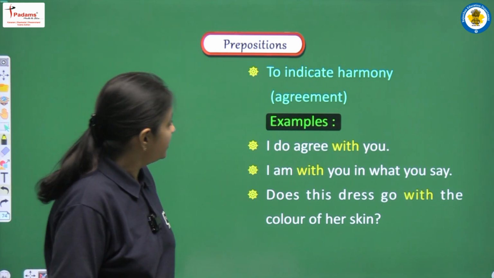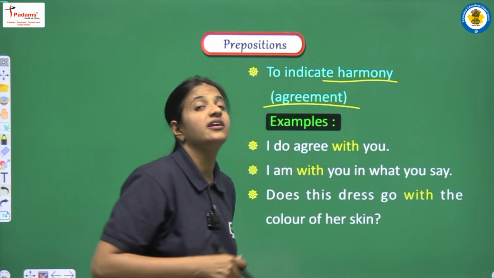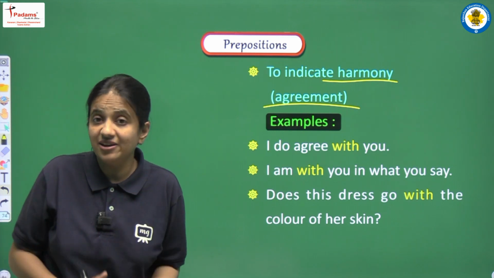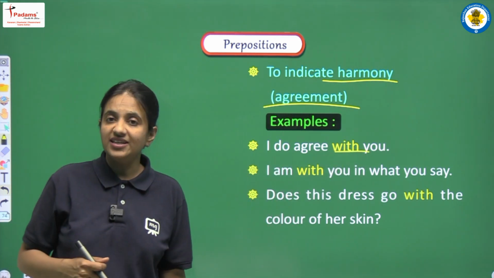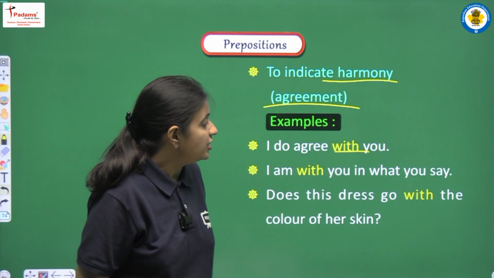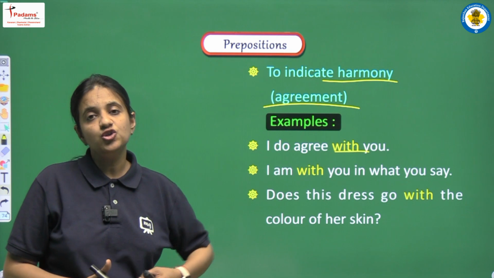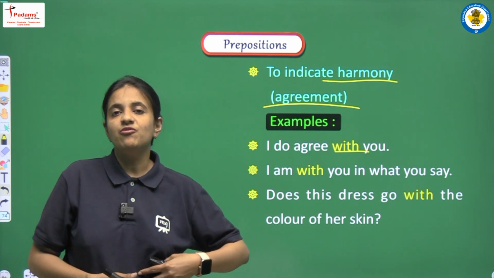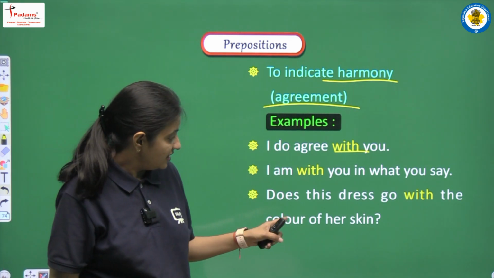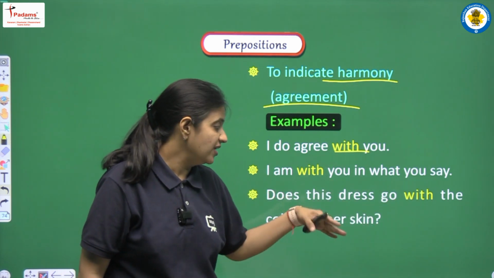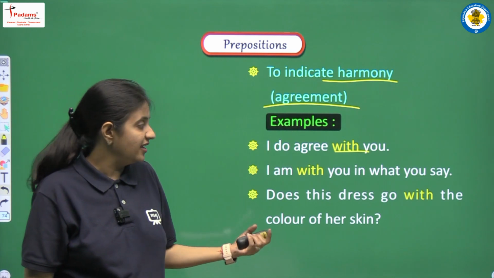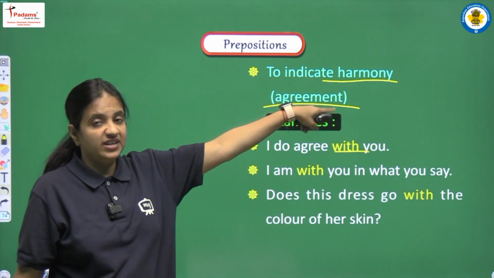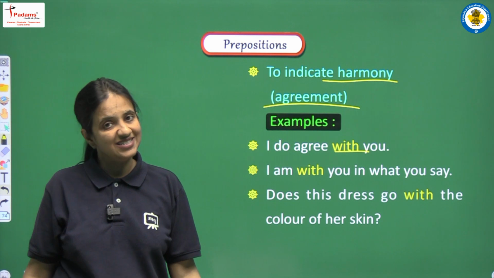Next, another use of "with" is to indicate harmony, or we can say agreement. So let's see the examples. I do agree with you. So here we are trying to show our agreement with something, and this is the reason we are having "with" here in the sentence. Next is, I am with you in what you say. Again we are trying to show our agreement. I am saying that whatever you say, I am with you, I very much agree with you. Next is, does this dress go with the color of her skin? So here we are asking whether there is a kind of agreement or not. So when we are trying to show agreement, or we can say harmony, then we can use "with" in a sentence.